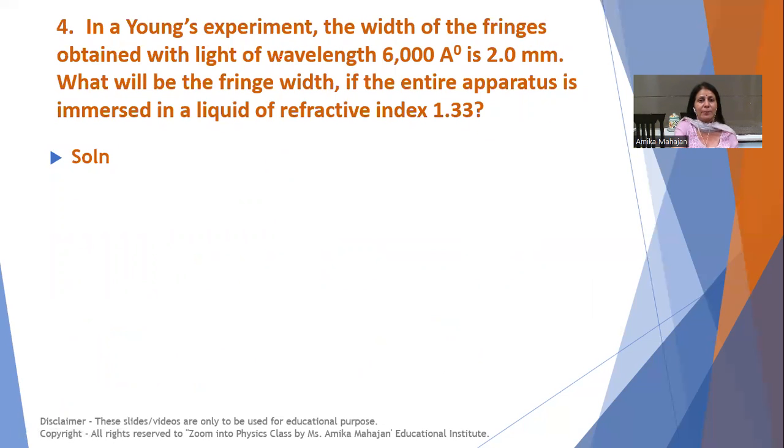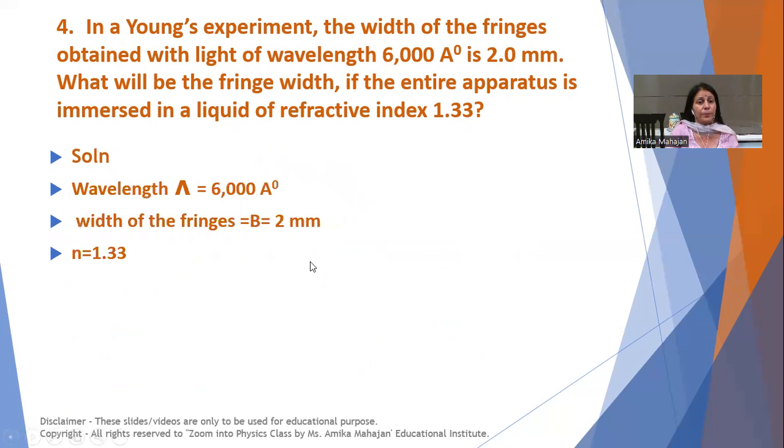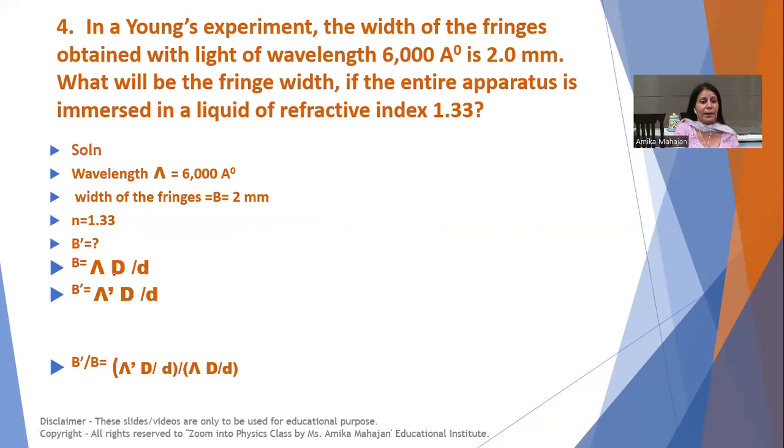In Young's double slit experiment, width of the fringes is 2 millimeter when 6000 angstrom wavelength is used. Find the fringe width if entire apparatus is immersed in liquid. When we talk about change of medium, then wavelength changes by this relation. Wavelength becomes less. So I am not changing distance between slit and screen and distance between slits. It will remain same. Now, what will be the formula for beta? Beta will be lambda capital D by small d and beta dash will be lambda dash capital D by small d because these are not changed.